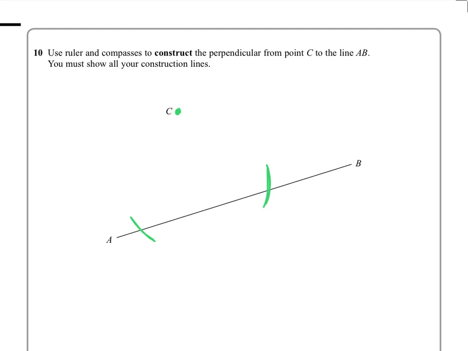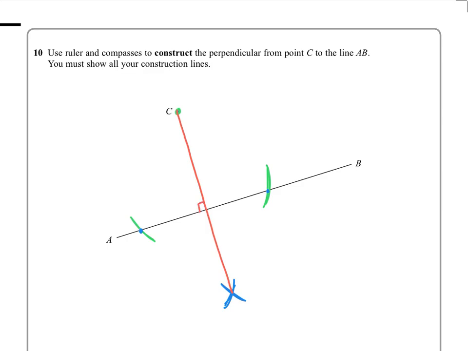And then from these points, I would keep the compass exactly the same distance apart, and I'd put my sharp point here, and then do another part of a circle here, an arc. Then I would change my sharp point to be here, and so on. And then basically, I'd link this point up to where these two crossed. So I'm bound to make a mistake on this because I'm drawing it by hand. And that would be at 90 degrees for sure.